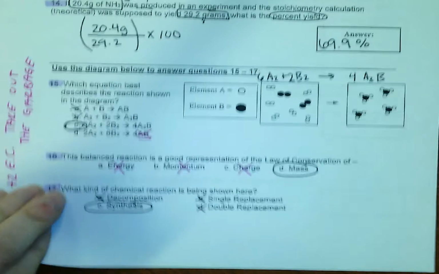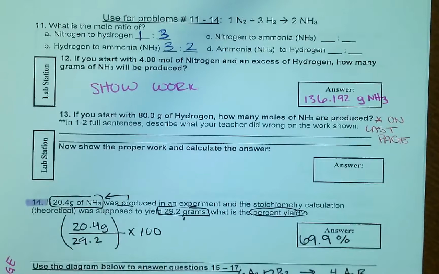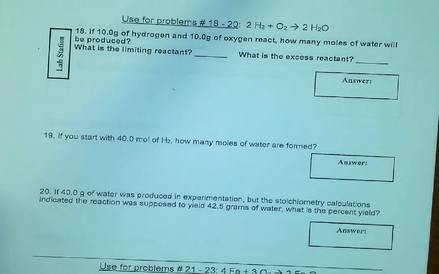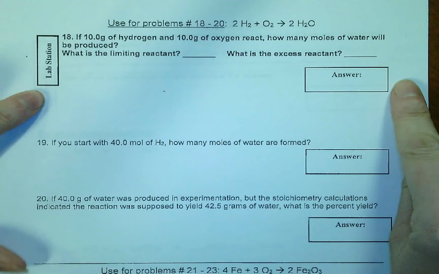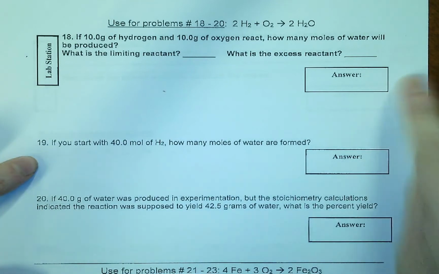All right, let's go on to page 4. Let's see what we've got. Okay, so here we are at this lab station. Okay, so probably you finished this in class. Hopefully you finished this one in class. So let's look with number 19 together then.